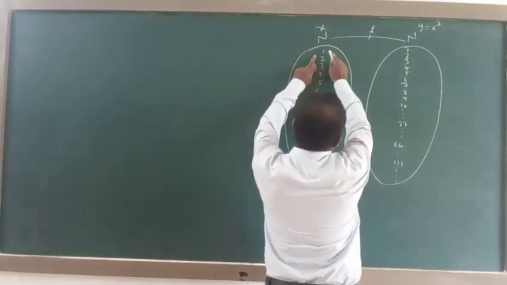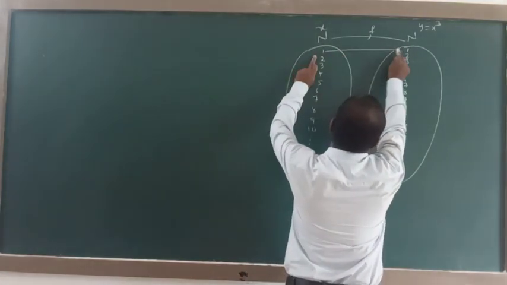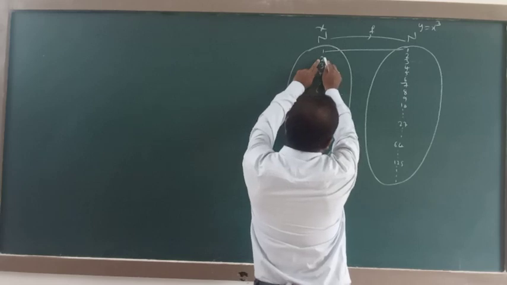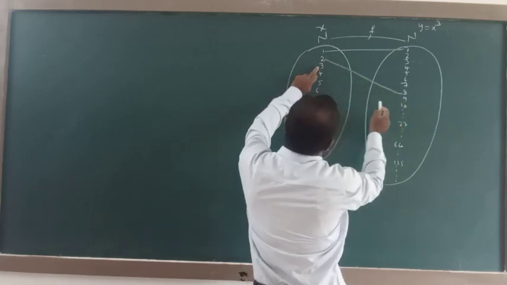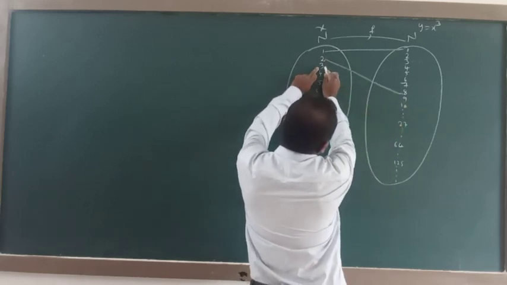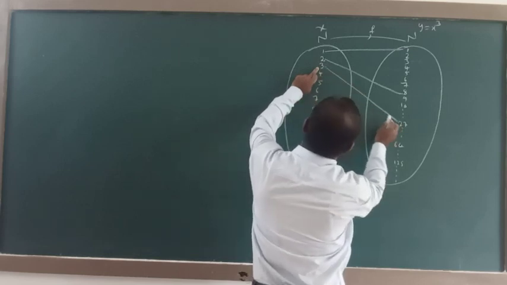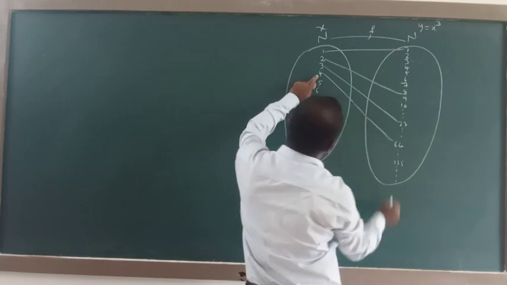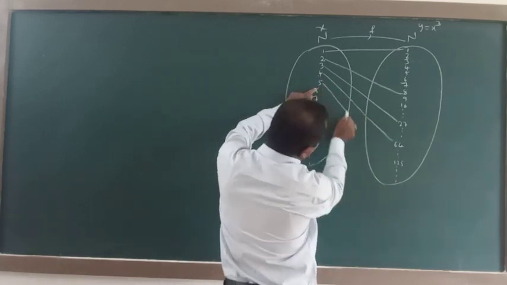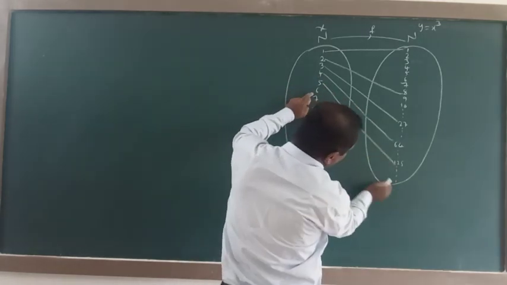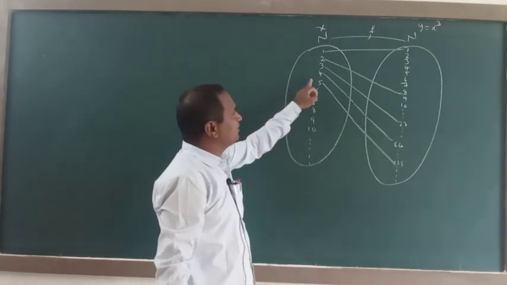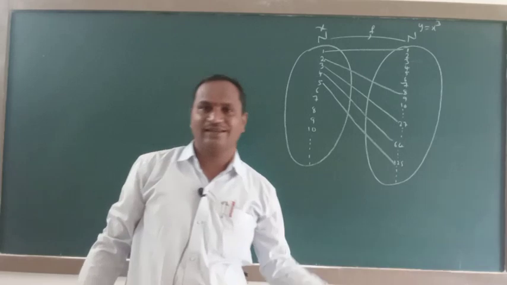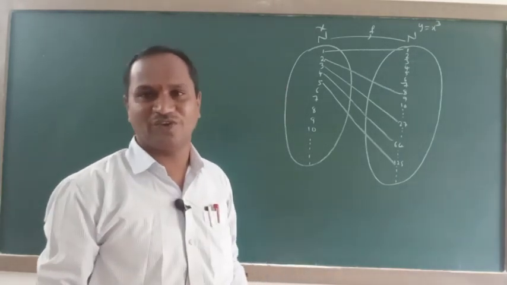X equals 1, then y equals 1 cube, which is 1. X equals 2, then y equals 2 cube, which is 8. X equals 3, then y equals 3 cube, which is 27. X equals 4, then 4 cube is 64. Like that, 5, 6 and so on. Different elements and different images. That's what we can easily tell. F is a one-one function.